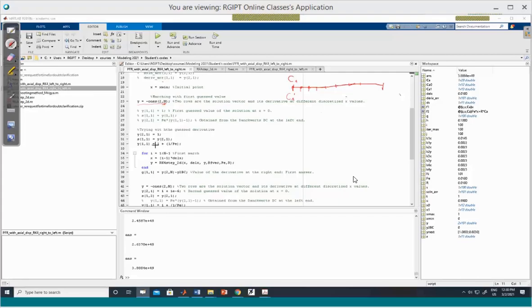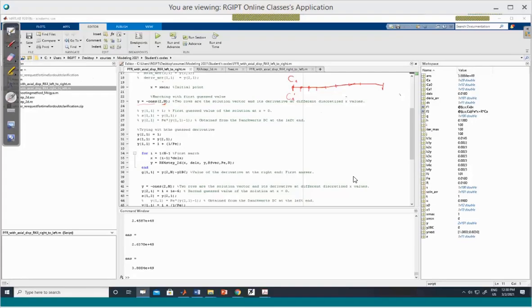Then I'm going to make my first guess. So y2 comma 1, I'm putting it as 1. That's my first guess. What I'm saying is, I'm going to guess the derivative to be 1. And if the derivative is 1, then the value of the function can be found by simply y1 comma 1 equal to 1 plus 1 by Pe. You can see that, right?